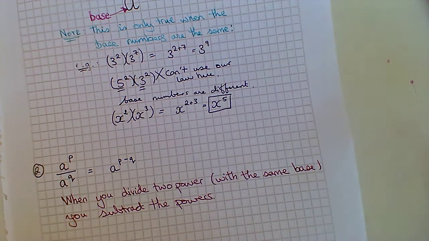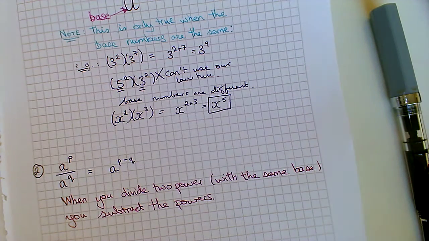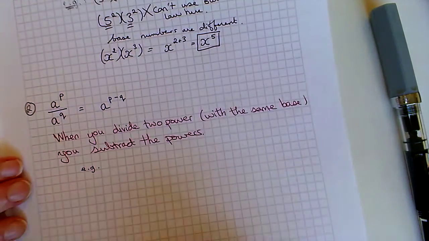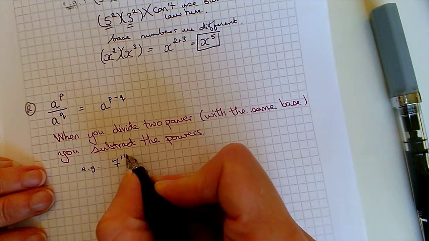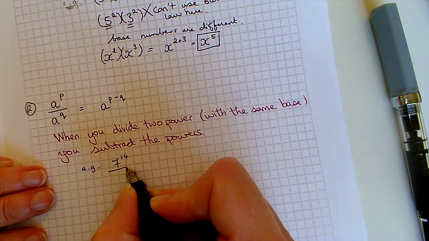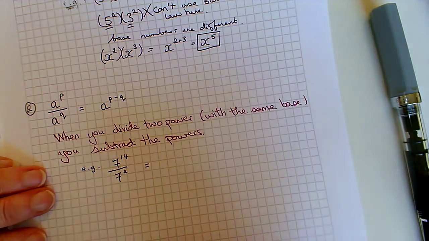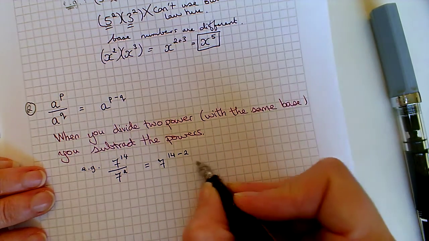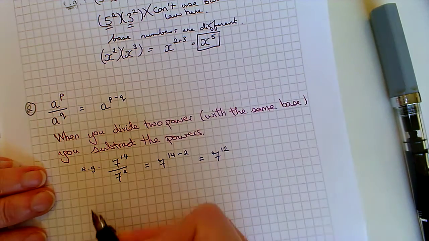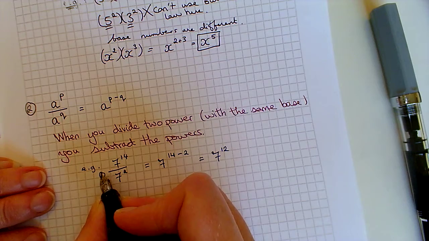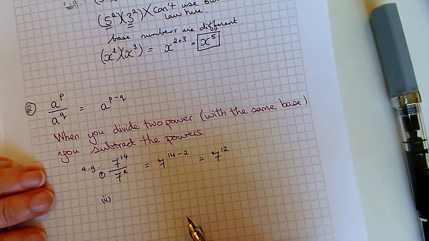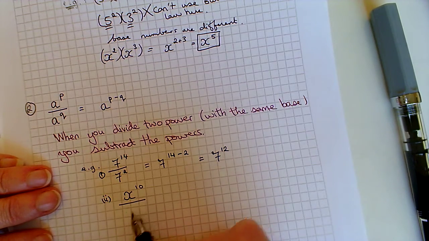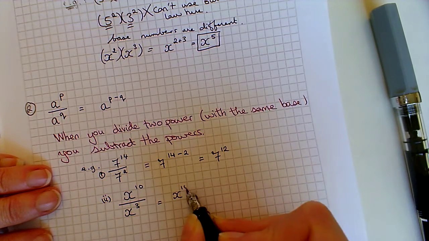Okay, so what does that look like with an example? The same note applies as before. This only works when we have the same base. So for example, if I have 7 to the power of 14 divided by 7 to the power of 2, you might think that's 7 to the power of 7, but it's not. We don't divide them. That's 7 to the power of 14 take 2, which is 7 to the power of 12. It works for letters as well. So if I have x to the power of 10 divided by x to the power of 3, that's x to the power of 10 minus 3.